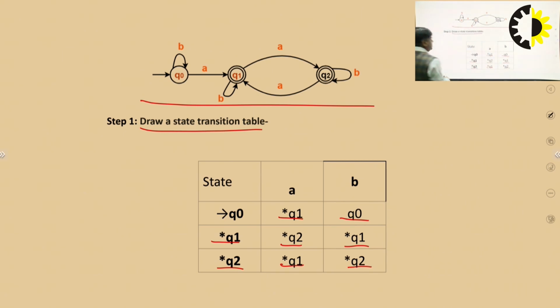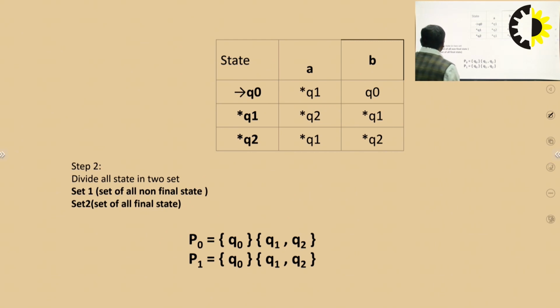Now we divide into the set of final states and the set of non-final states. This is set 1 and that is set 2, because Q1 and Q2 are the final states. Set 1 is all non-final states and set 2 is all final states. Now that is P0: Q0, and Q1 and Q2.